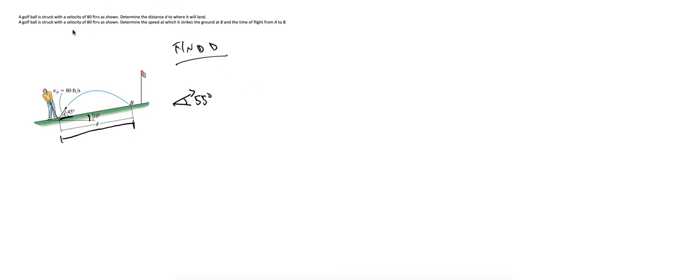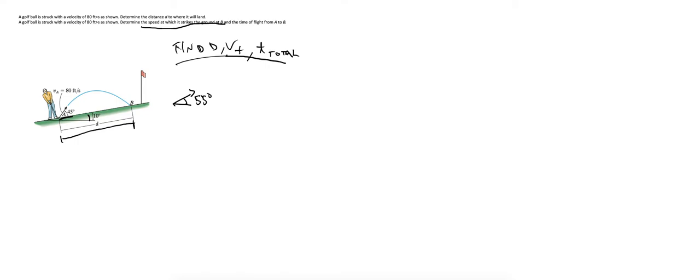Let me just finish the last two parts that they want. So we're looking for d, and then it says to determine the speed at which it strikes the ground, v. So v final, right? Looking for v final, and time of flight. Time of flight is, I'll call it t total, the total time, right? So we're solving for these three things, but the first thing that I want to solve for is d, because that will help us solve for the rest.